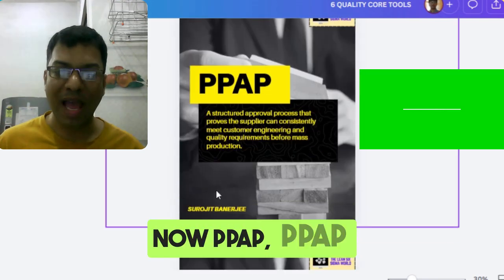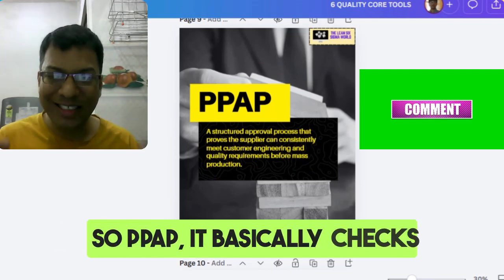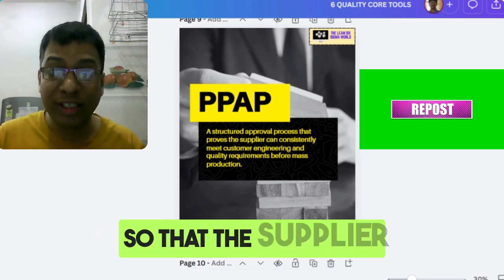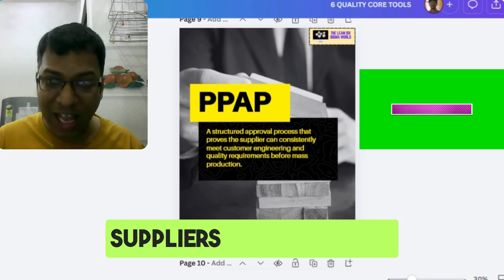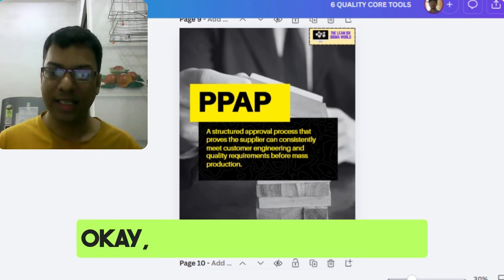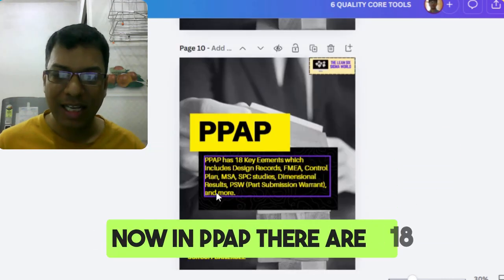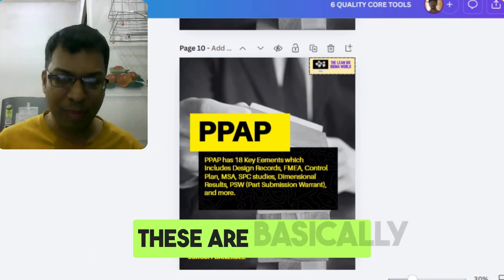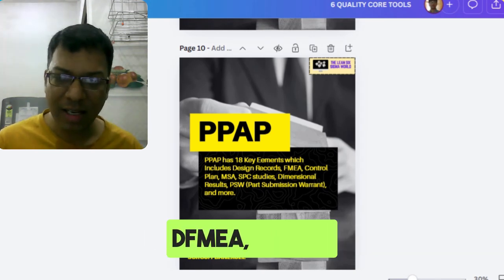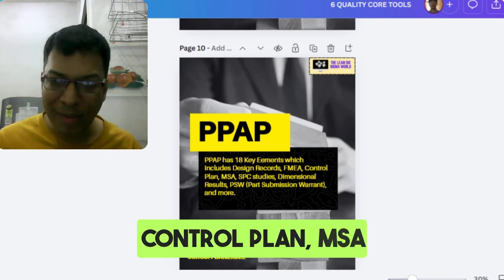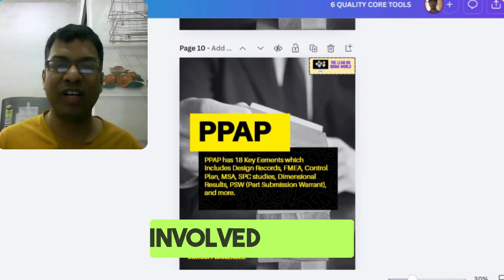Now, PPAP is nothing but production part approval process. So PPAP basically checks the ability of the supplier, so that the supplier is capable enough of meeting the requirements of the customer or not before the supplier starts the mass production. Now in PPAP, there are 18 to 19 key elements. These are basically your design records, engineering change, FMEA, process FMEA, design FMEA, control plan, MSA, SPC study, dimensional results, part submission warrant. All these things are involved in PPAP.